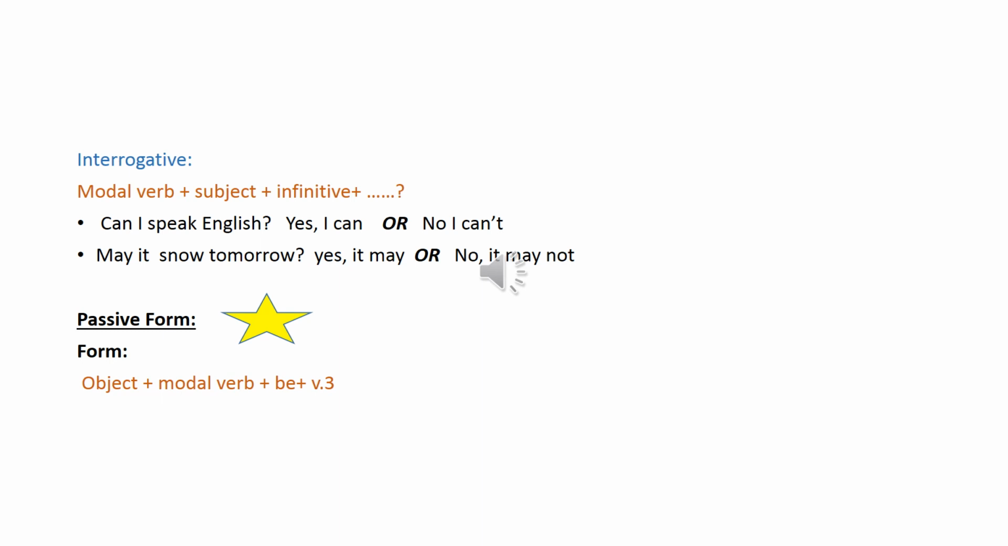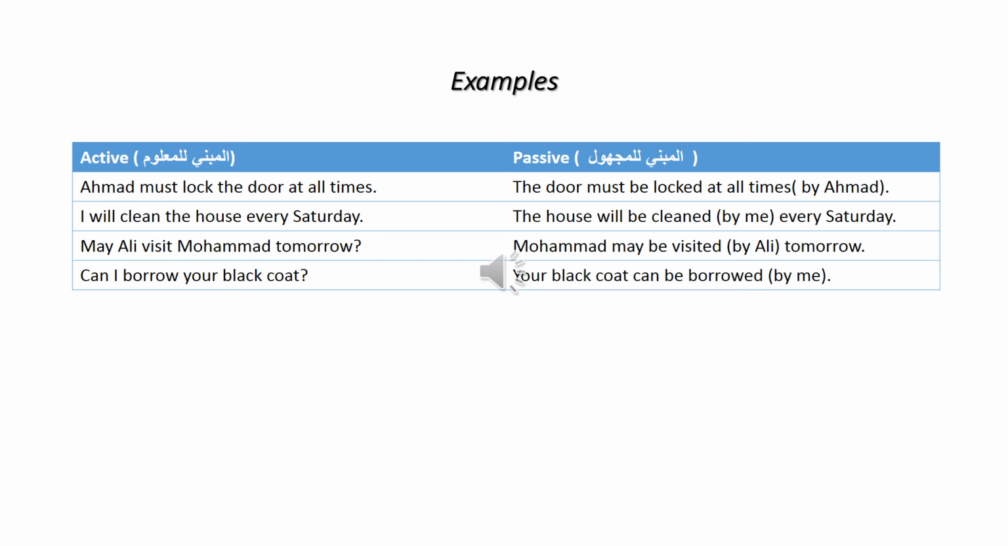وبقدر إني أحط بين قوسين between brackets by the subject. By the subject. إذا أنا بدي أحط الفاعل بحطه بين قوسين، بحط قبليه كلمة by، بعدين بحط الفاعل السبجكت. But it is optional، هذا الاشي اختياري إني أحط الفاعل أو ما أحطه. This table show me the difference between active sentence and passive sentence.